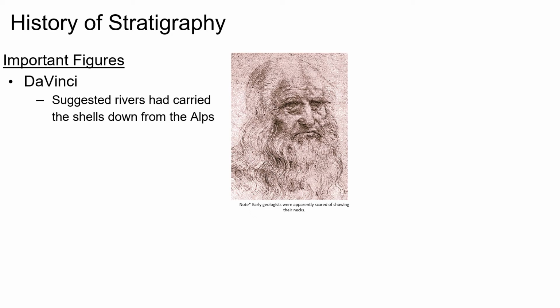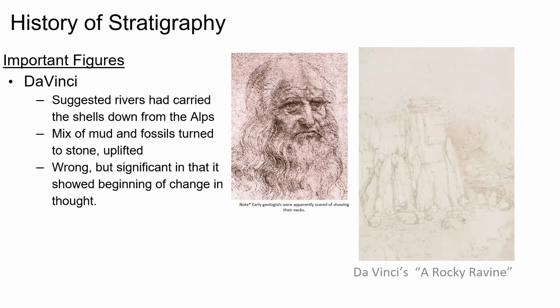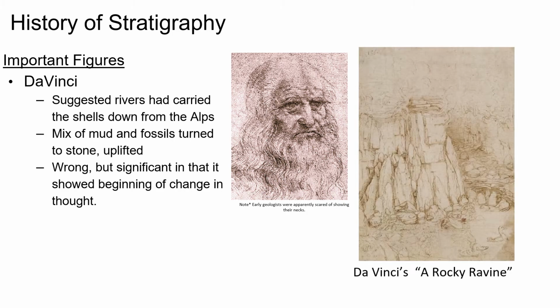One of the earliest important historical figures in the development of what we now call stratigraphy is actually Leonardo da Vinci. Da Vinci was one of the first to at least write down the idea, suggesting that rivers and streams carried fossil shells down from the Alps. And if they were in the Alps, they must be very old. So that was kind of an interesting concept. He viewed it as a mix of mud and fossils turned to stone and were then uplifted. And he illustrated this in one of his not so well-known illustrations known as a rocky ravine.